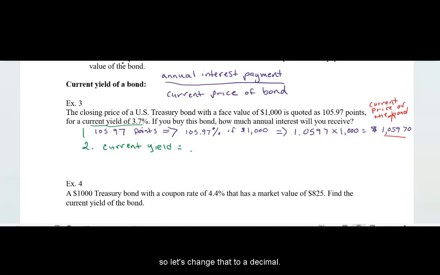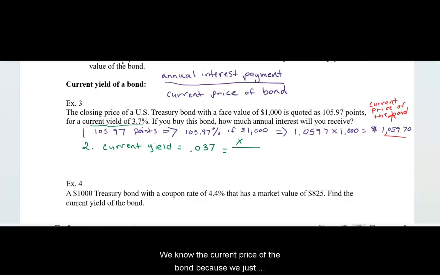But we're doing algebra, so let's change that to a decimal. So 0.037 equals, now use the formula. What is the annual interest payment? Well, that's what we're trying to find, right? That's what it asked us. How much annual interest will you receive? We don't know, so we'll just call that X. We know the current price of the bond because we just solved that in step one.